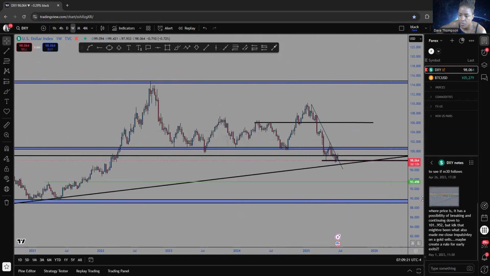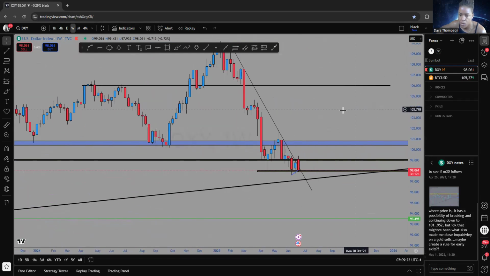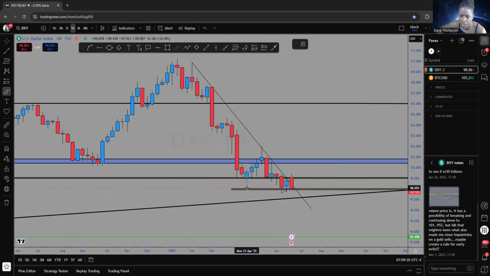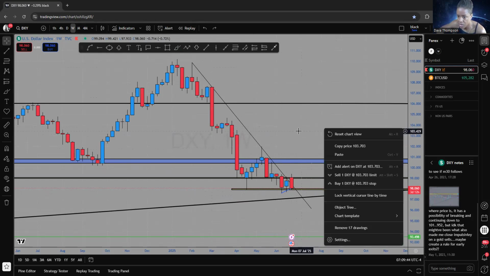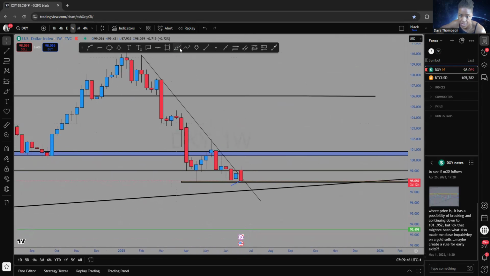So the fact that the weekly is not breaking with force from these levels makes me a little wary, right? I feel like within the next few months we can have a bullish push, but it would take a good amount of stuff to happen for us to even be able to do that. However, I don't think that the dollar has any long-term sells right now. It's just what I see.